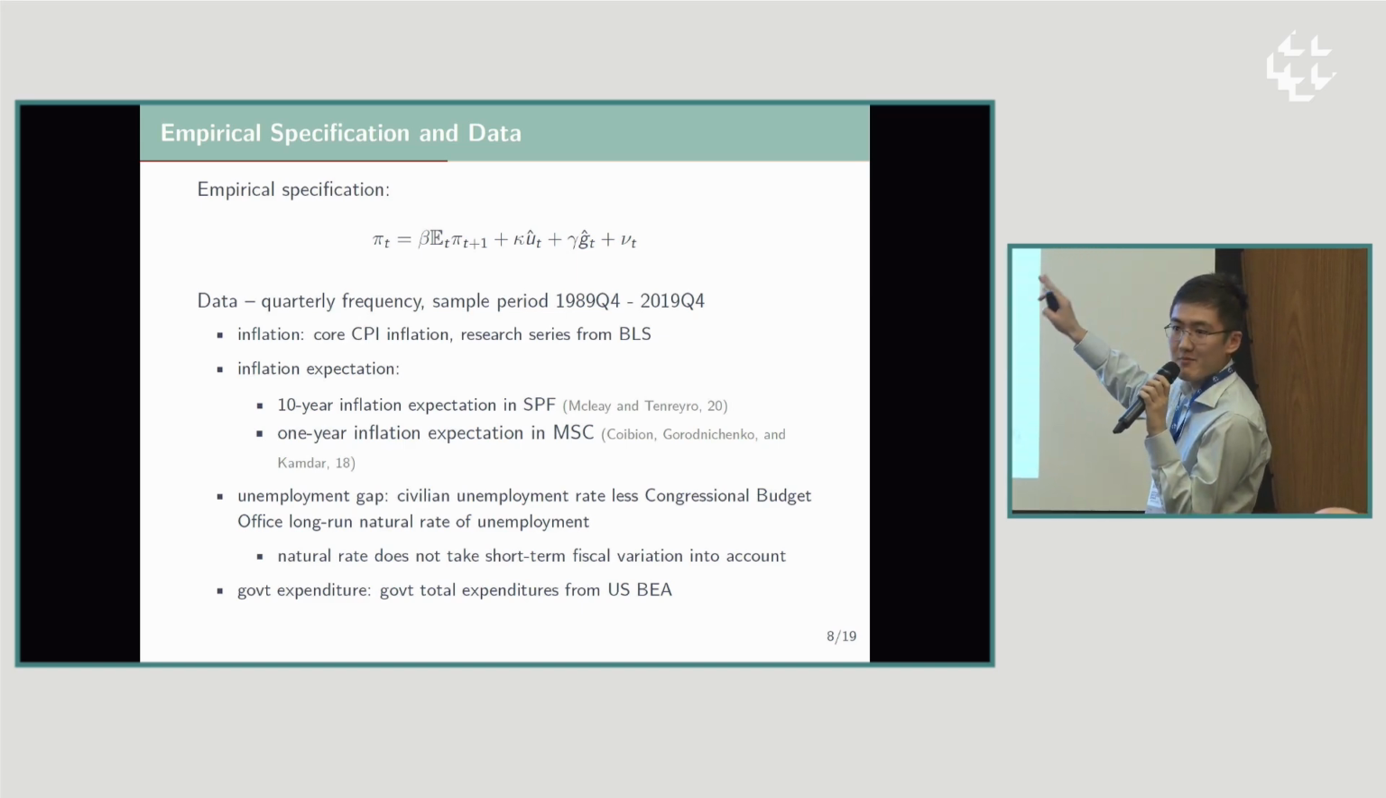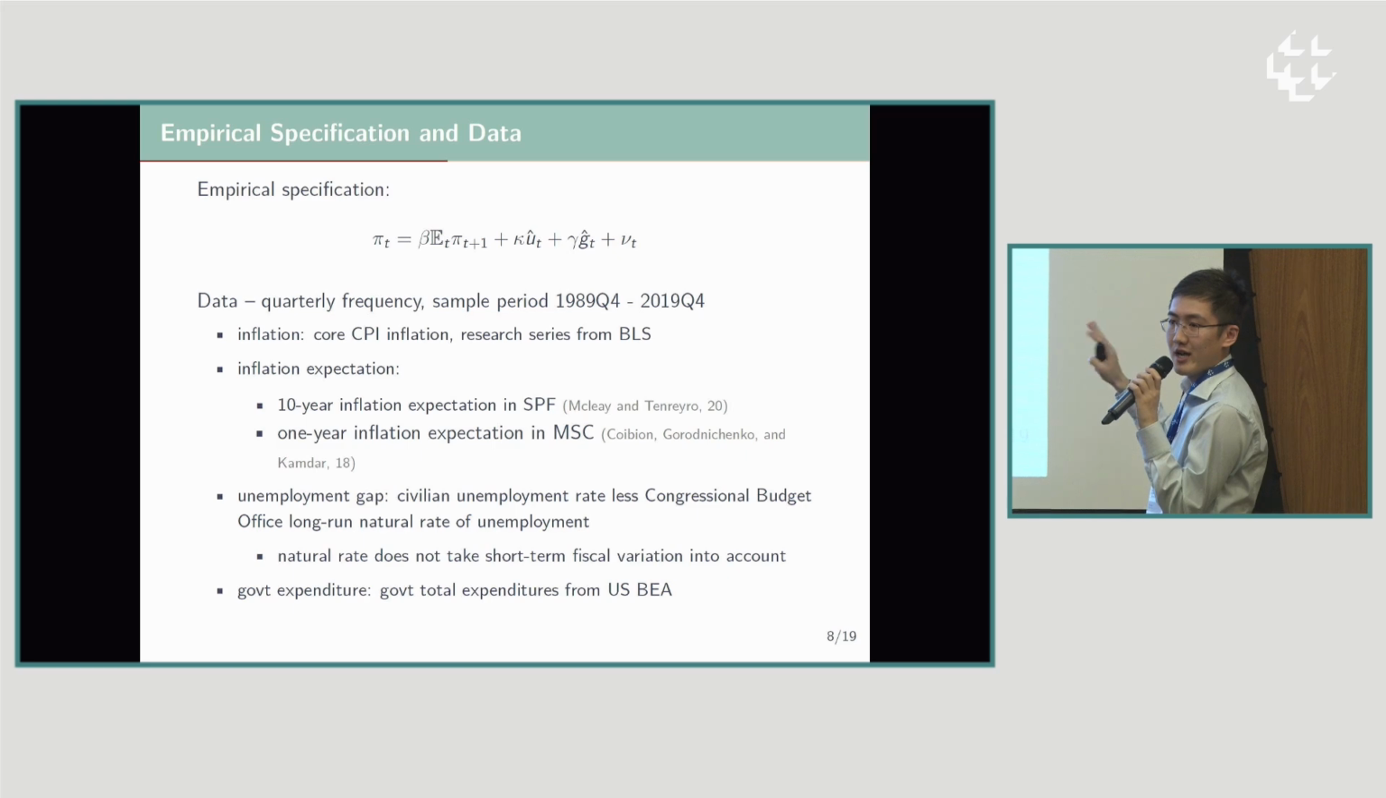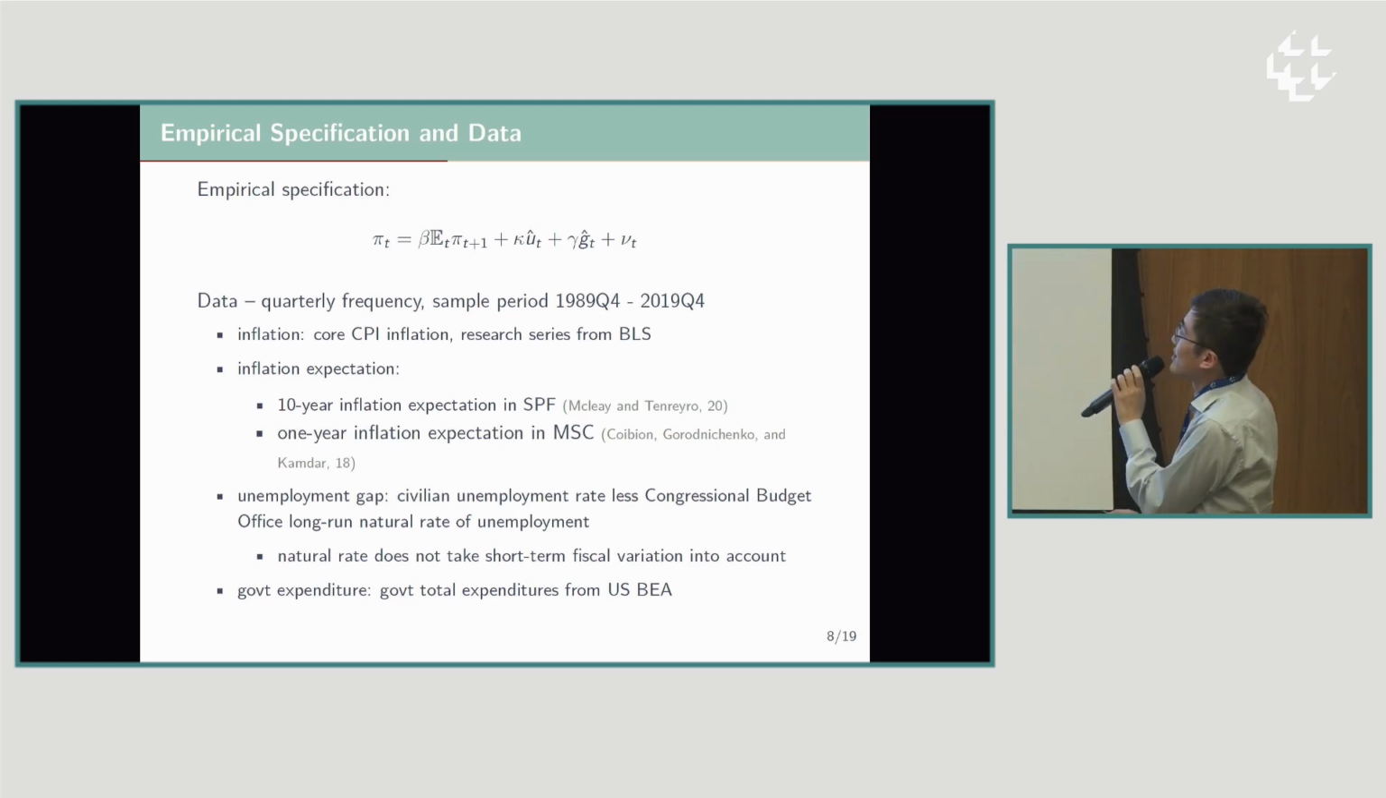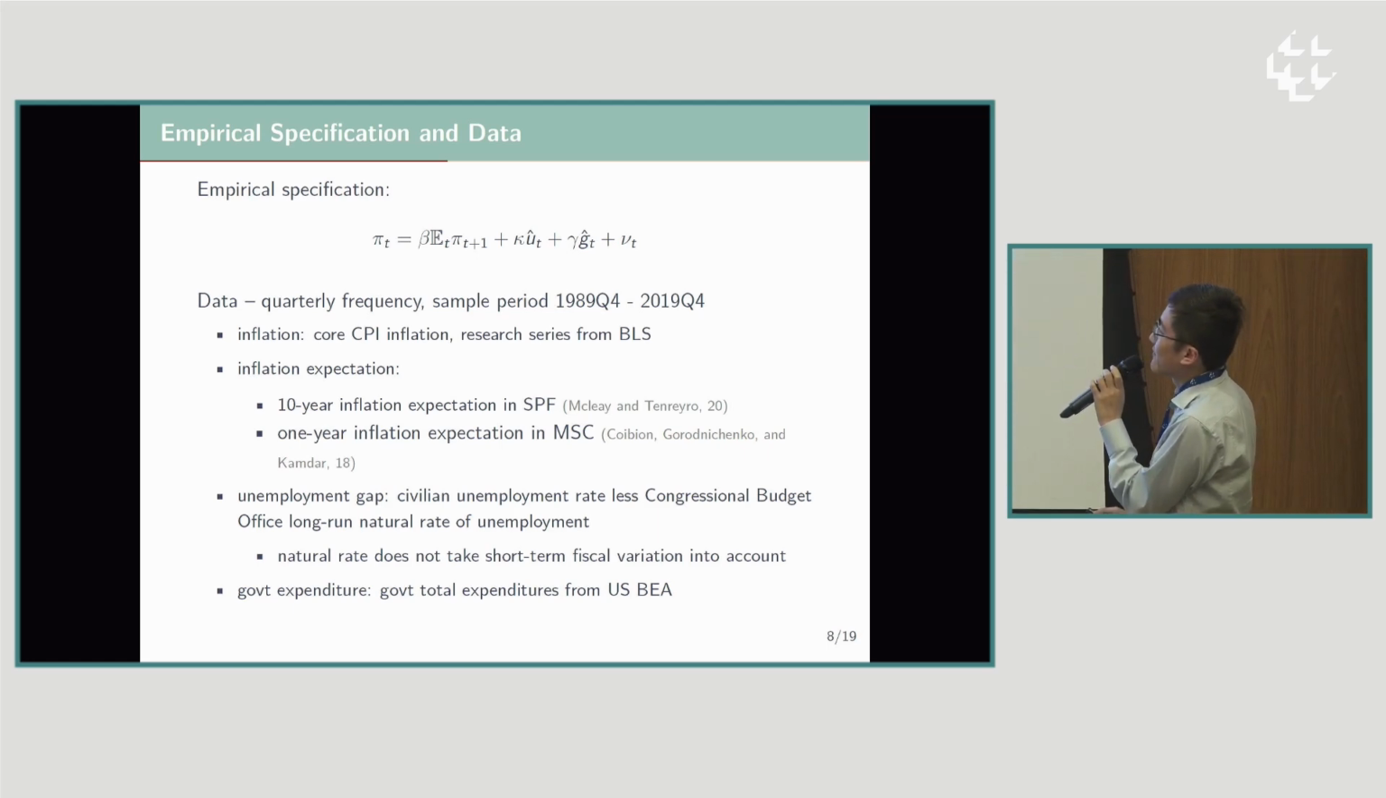We focus on the US case, with a sample period from the post-1990s, a period in which monetary policy is active. There is no debate about active or passive fiscal policy. We focus on core inflation, but we try a lot of different measures. We try two inflation expectation measures, which are commonly used in the literature when estimating this Phillips curve. And to measure economic slack, we commonly use the employment rate less the Congressional Budget Office estimated natural rate of employment.